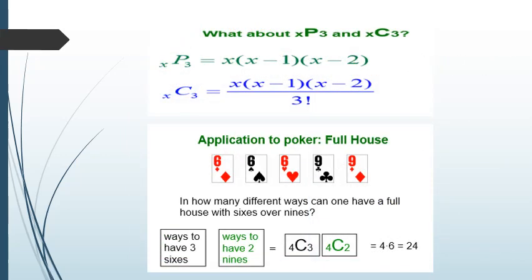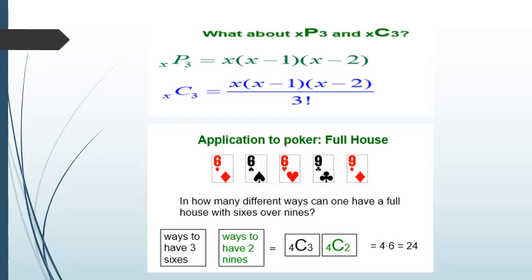What about nP3 and xC3? xP3 is equal to x times x minus 1 times x minus 2. xC3 is equal to x times x minus 1 times x minus 2 over 3 factorial.